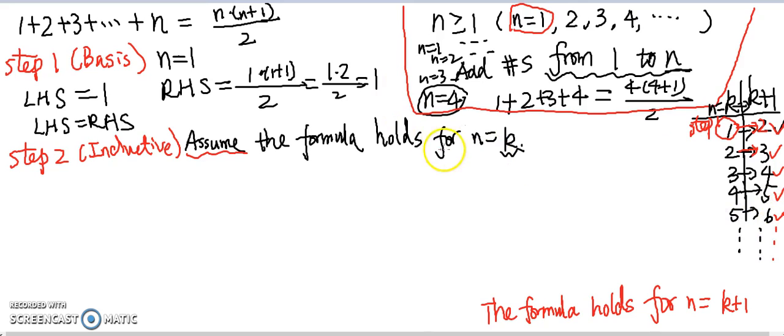So that means the formula holds for any n: 1, 2, 3, 4, 5, 6, if we keep going like this. Okay, so this is the idea. But the important step is step 2 right here, which we haven't proved. How do you know if the formula holds for k, then the formula will also hold for k plus 1? That's what we need to prove. If we can prove both cases, then we have proved the formula holds for every single positive integer n.